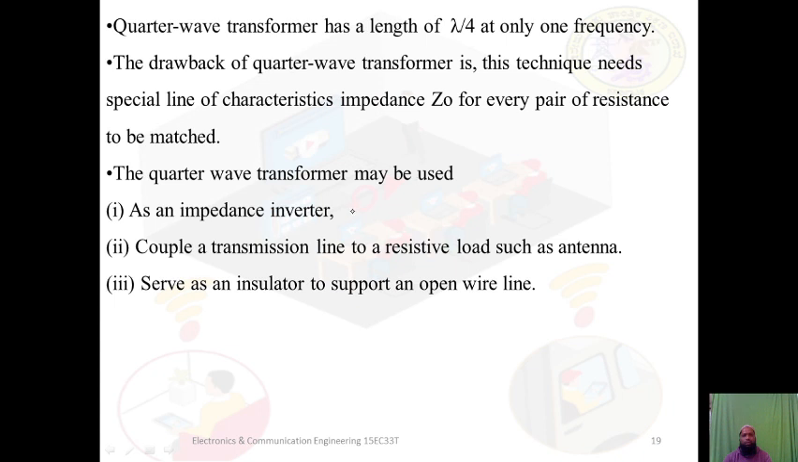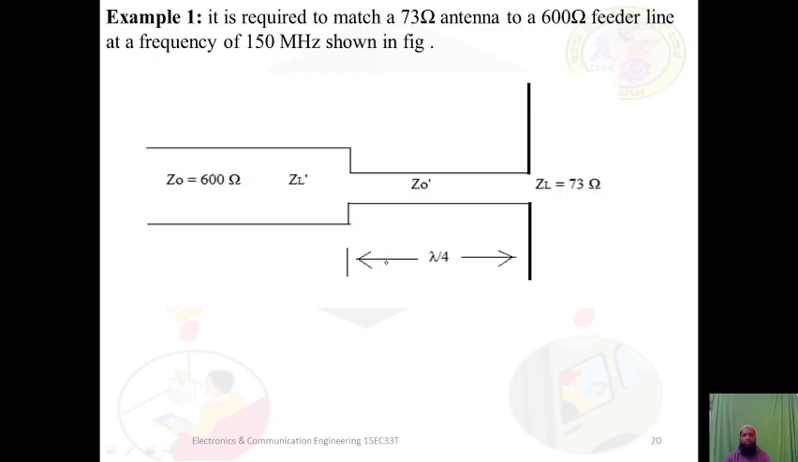The quarter wave transformer may be used as an impedance converter, to couple a transmission line to a resistive load such as an antenna, or serve as an insulator to support an open wire line. So this is where we use the quarter wave transformer. An example is given, let us see how to calculate it.